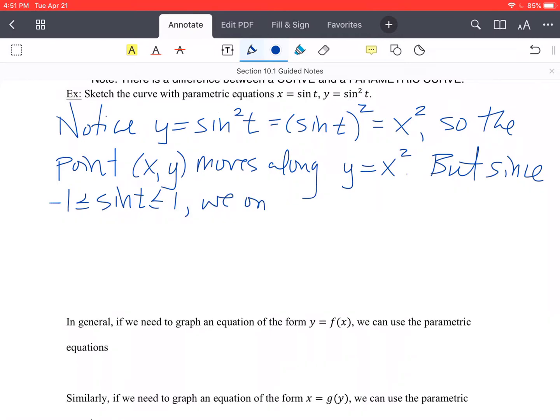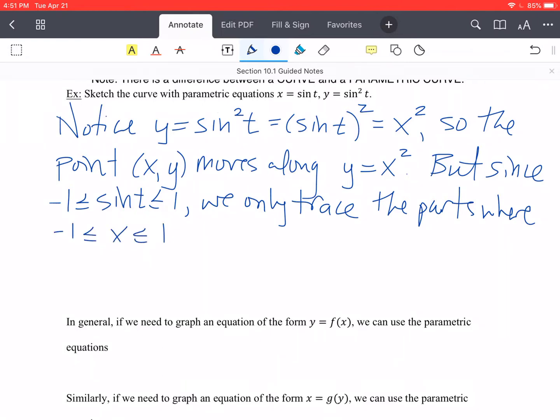we only trace the parts where, x is sine of t, so that means x has to be between -1 and 1, right? Because that's what our parametric equation tells us. Okay. So we trace the curve.